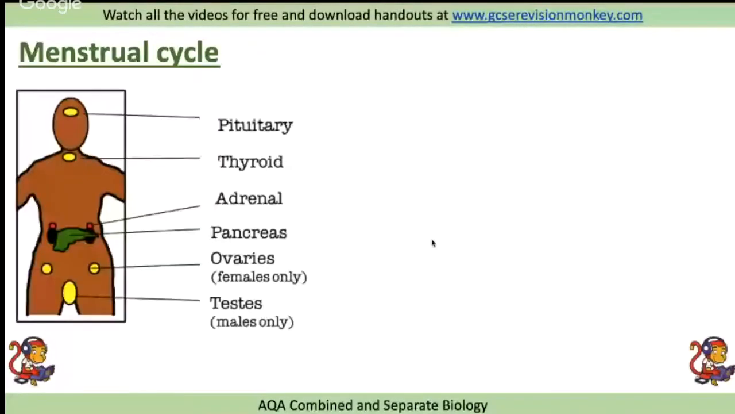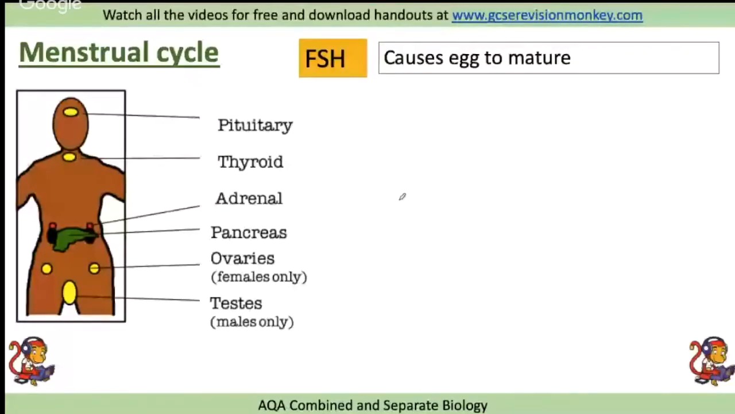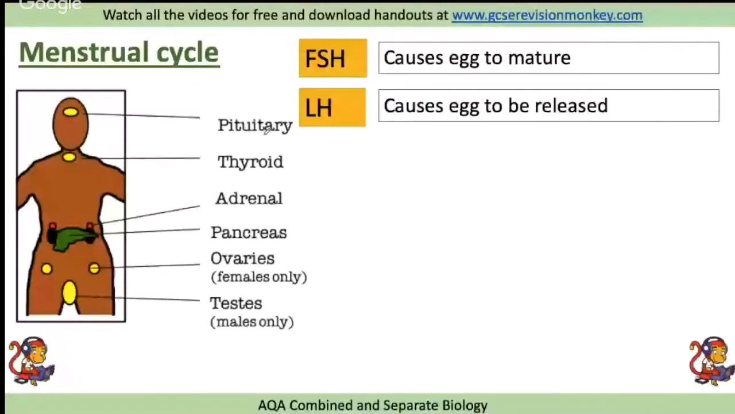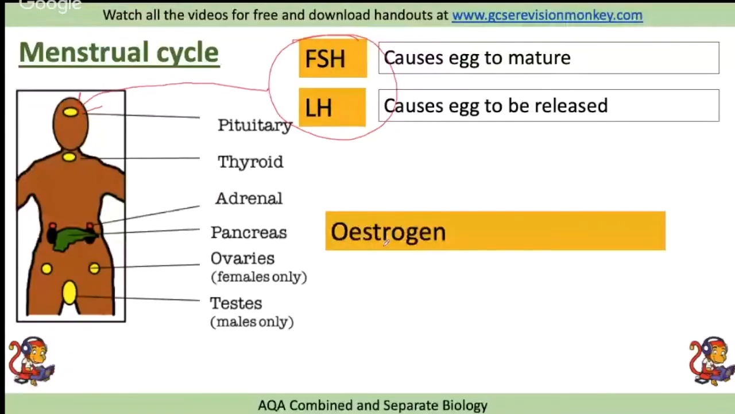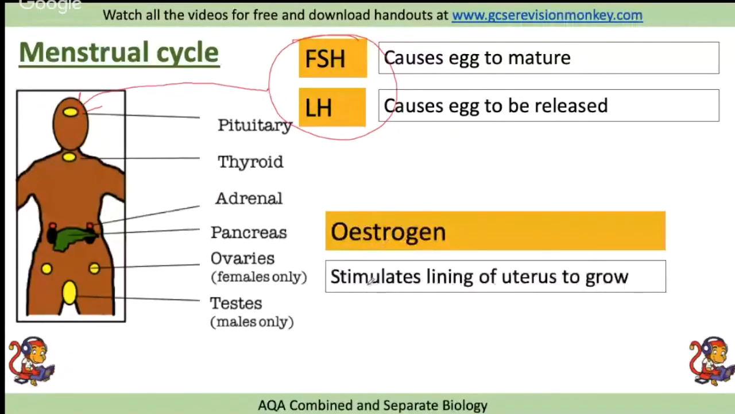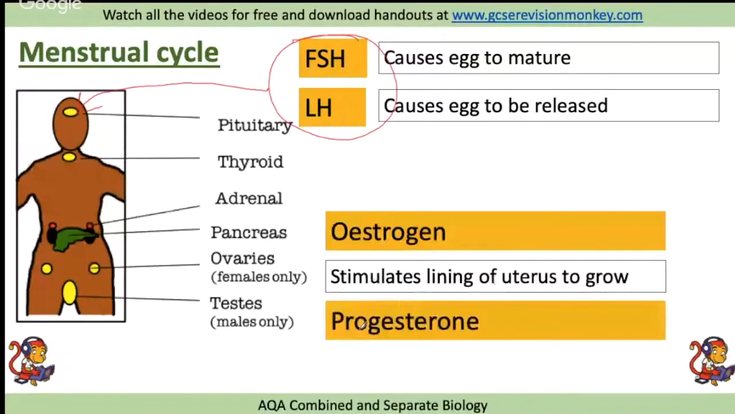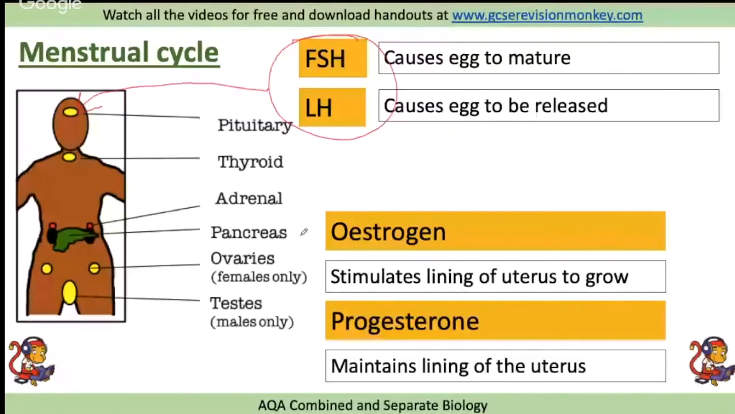Okay, moving on then. Menstrual cycle. With the menstrual cycle, the main hormones that we're talking about are FSH, which causes the egg to mature, and LH, which causes the egg to be released. These two hormones, I want you to remember the abbreviated ones, the FSH and the LH, are produced in the pituitary gland. And then we've got two other hormones. We've got estrogen, which stimulates the lining of the uterus to start growing, and progesterone, which maintains the lining of the uterus. These two are produced in the ovaries.